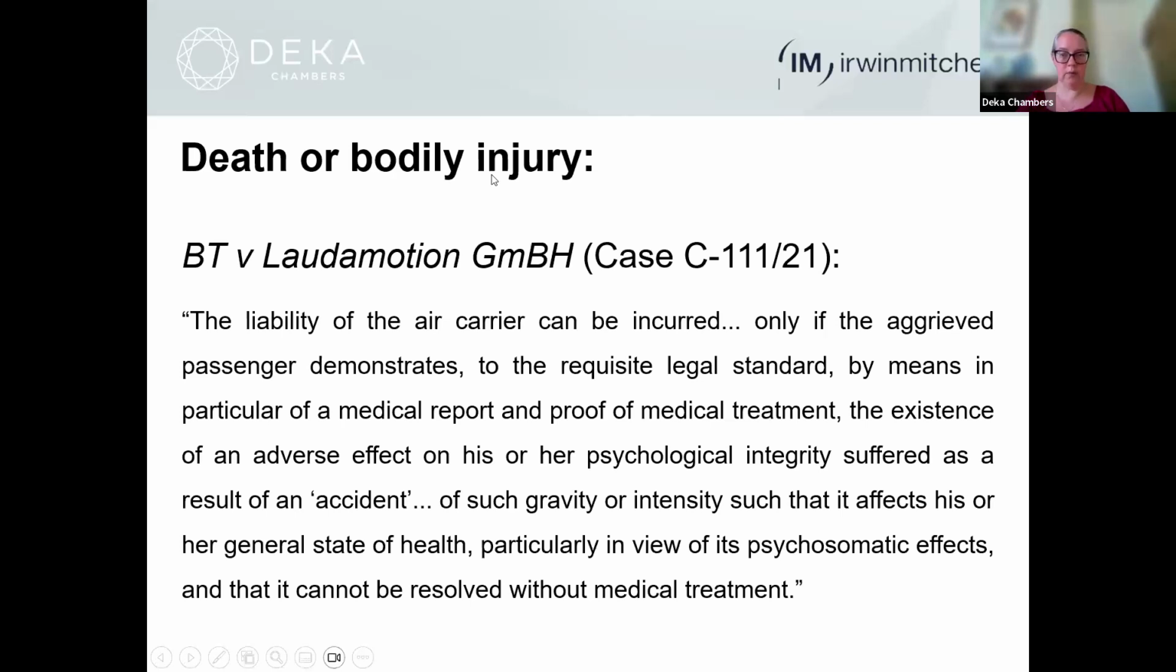Now, I've got a number of other questions, so bear with me whilst I have a look and check whether they are relating to Article 21 or later.